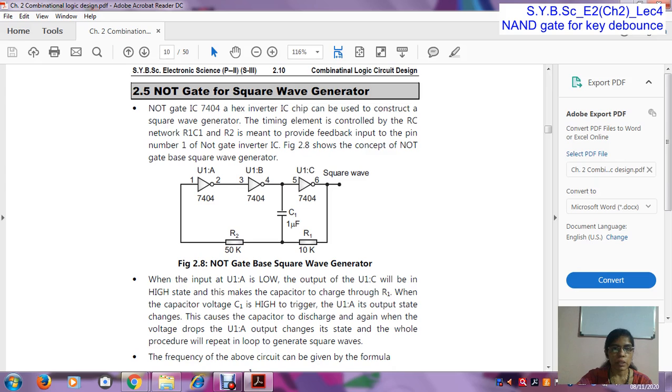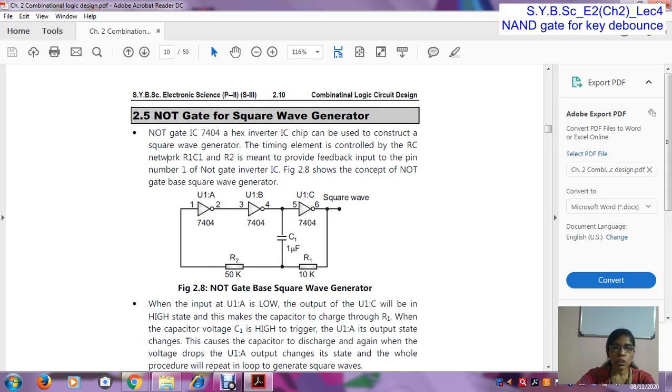Here we use the IC 7404. These are the pin numbers of IC 7404: pin number 1, 2, 3, 4, 5 and 6. Here we use three NOT gates: NOT gate 1, NOT gate 2, NOT gate 3. Pin number 1 is the input of NOT gate 1 and pin number 2 is the output of NOT gate 1. Pin number 3 is the input of NOT gate 2 and pin number 4 is the output of NOT gate 2. Pin number 5 is the input of NOT gate 3 and pin number 6 is the output of NOT gate 3. At pin number 6 we get the square wave output.